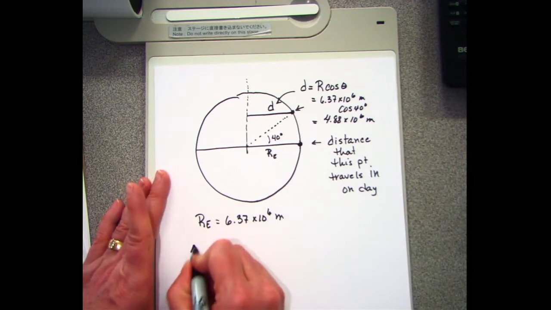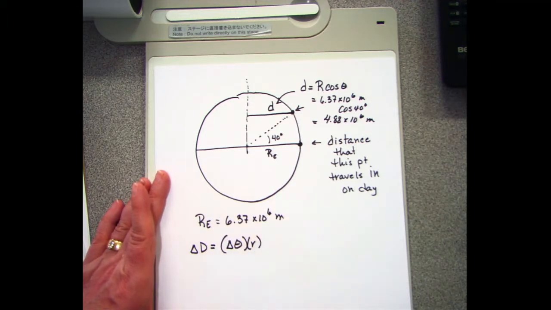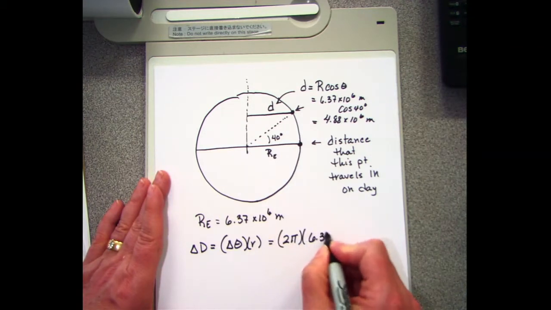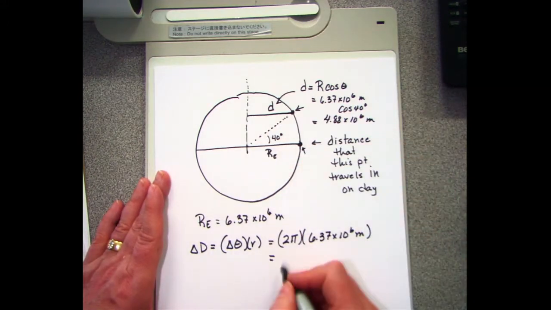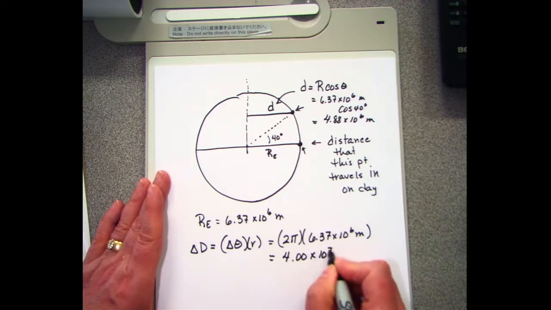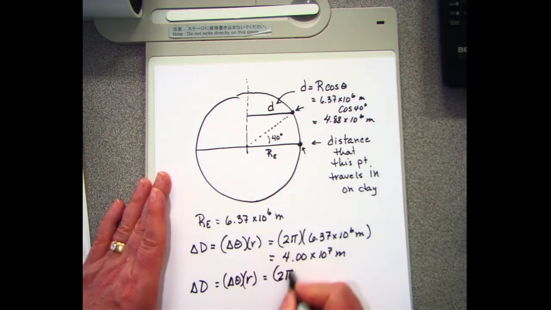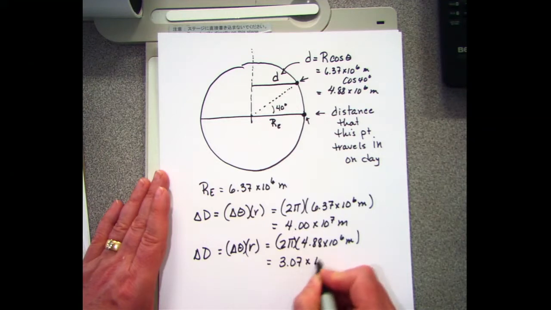So my change in distance in a 24-hour period is going to equal my change in angle times my radius. And my change in angle is 2 pi because I'm in radians. And my radius is going to be 6.37 times 10 to the 6th meters. This is for on the equator, and that's going to give me 4.00 times 10 to the 7th meters. If I do the other one, I still am only going through 2 pi, but my r is different. That's my 4.88 times 10 to the 6 meters, which is going to give me 3.07 times 10 to the 7 meters.